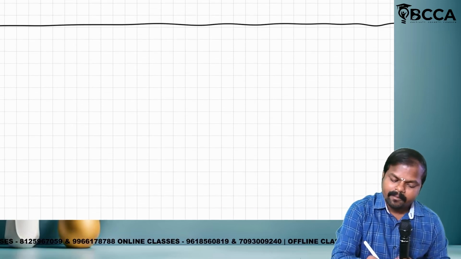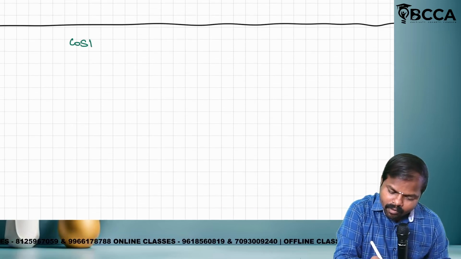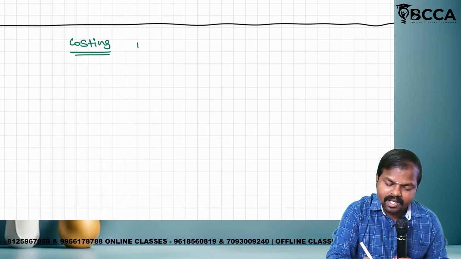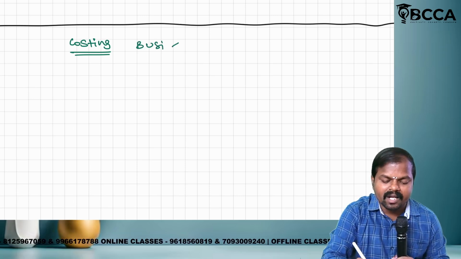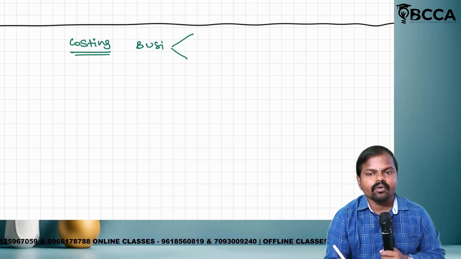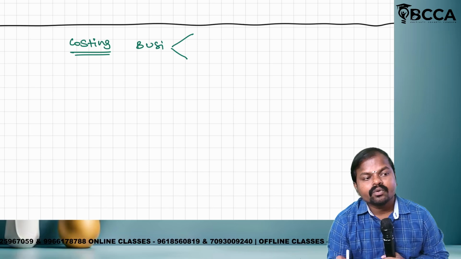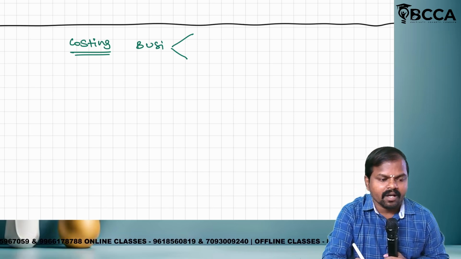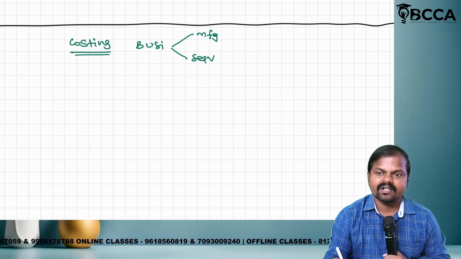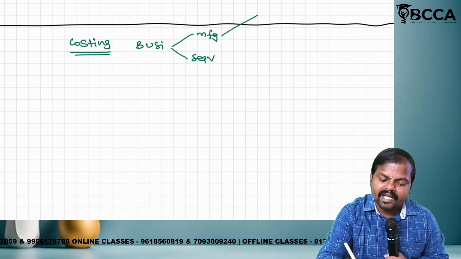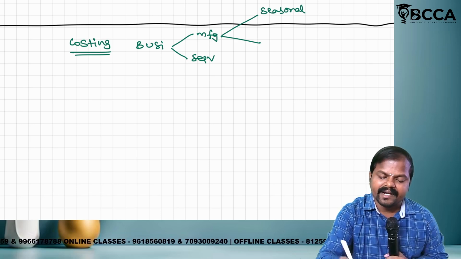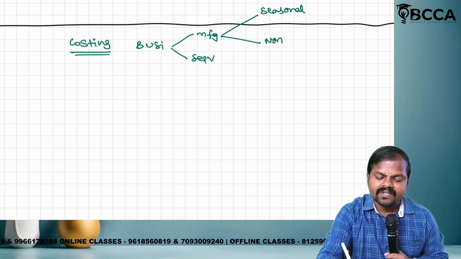Listen carefully. In the view of costing, business can be classified into two types. We already told in the day 1 class: manufacturing industry and service industry. Manufacturing industry can be classified into two types: seasonal based manufacturing industry and non-seasonal based manufacturing industry.